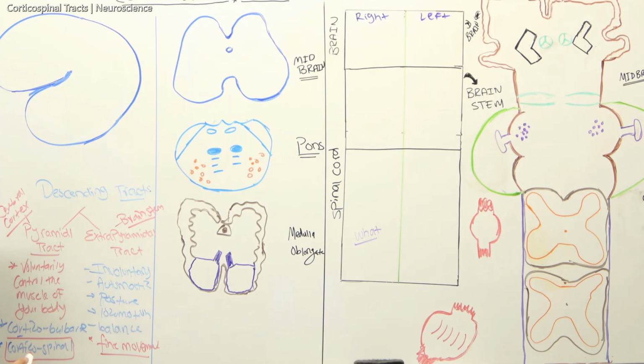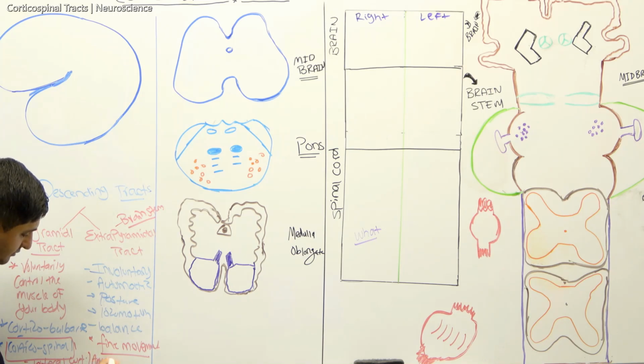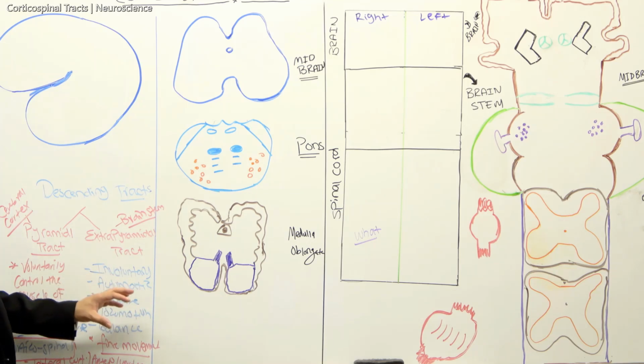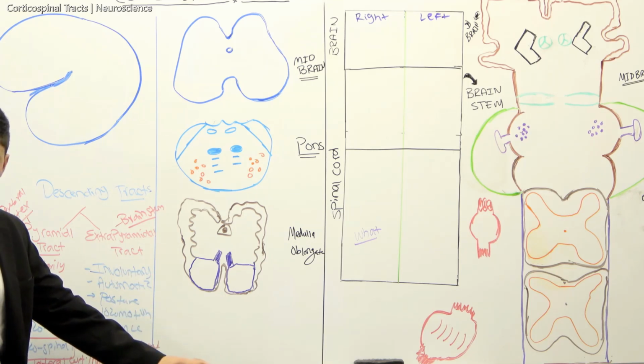That is going to control the muscles of your body, all right? In the corticospinal tract, there are a couple of divisions. We're going to focus on the lateral corticospinal tract, let's write it down, and also the anterior or ventral corticospinal tract. That is what we'll be focusing on. The corticobulbar tract and other tracts, like the corticonuclear tract, we'll discuss in some other lecture.